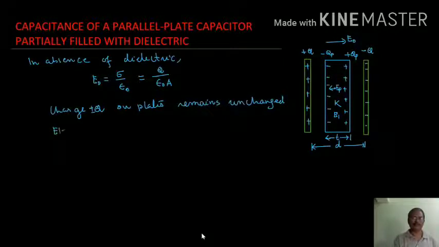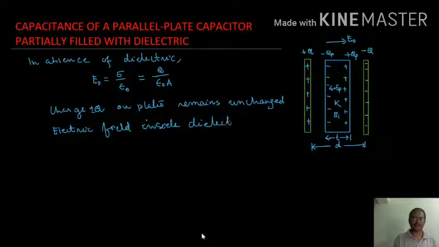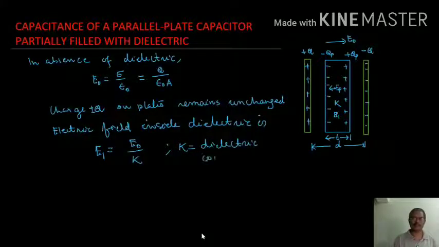So the electric field inside the dielectric is given by E1 equal to E0 by K. K is called the dielectric constant of the material of the dielectric slab, and E0 is the original electric field.